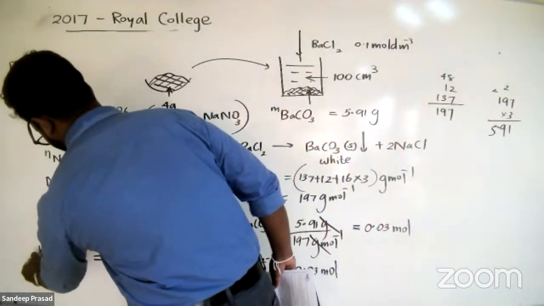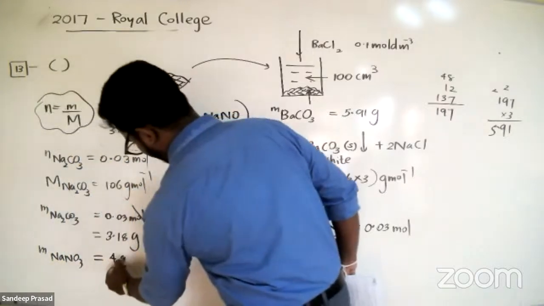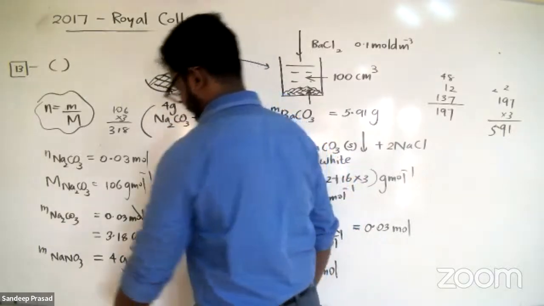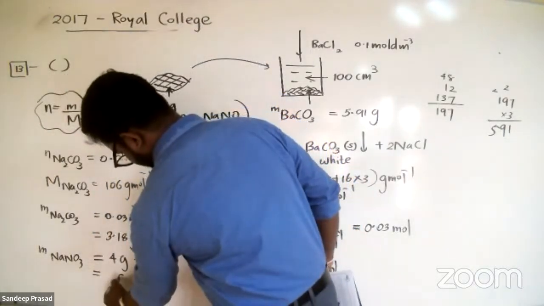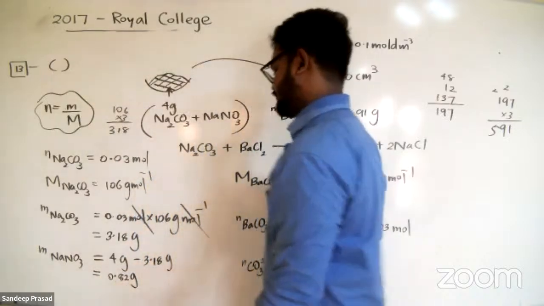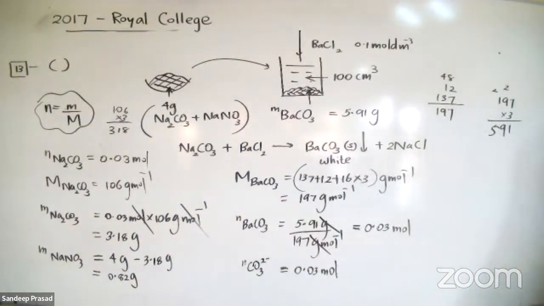We know the total mass. Since we know the total mass, now we can get the sodium nitrate mass. 4 grams, subtract the mass of sodium carbonate, then you will get the answer. 0.82 grams. This is the mass of sodium nitrate.